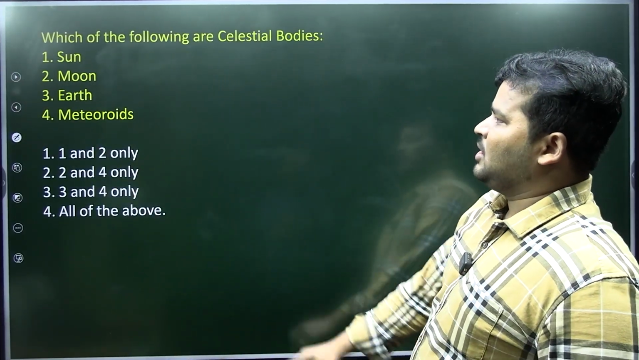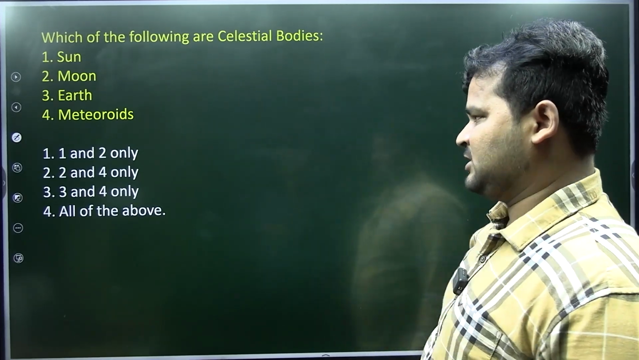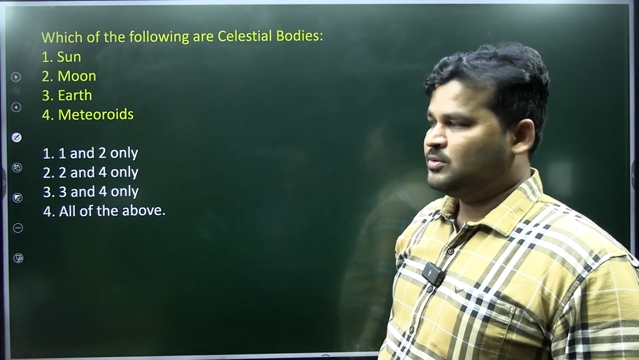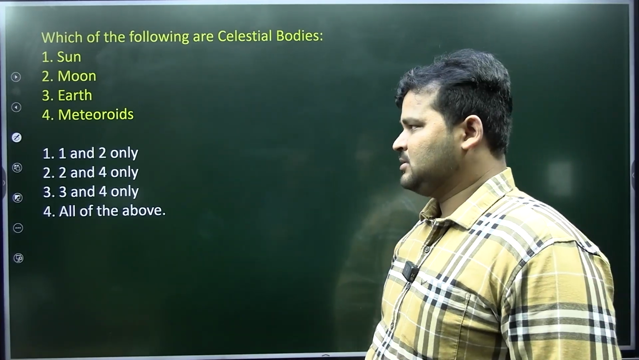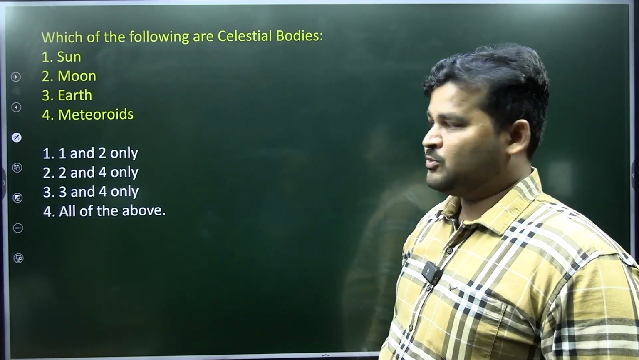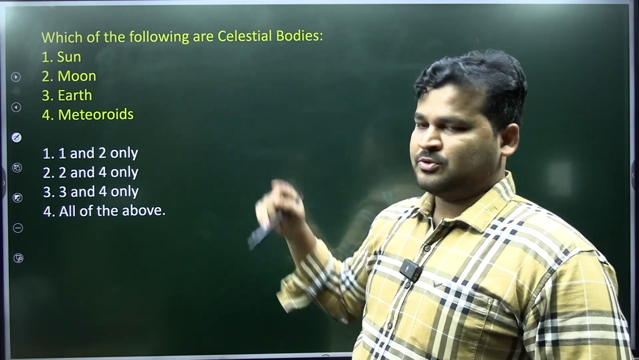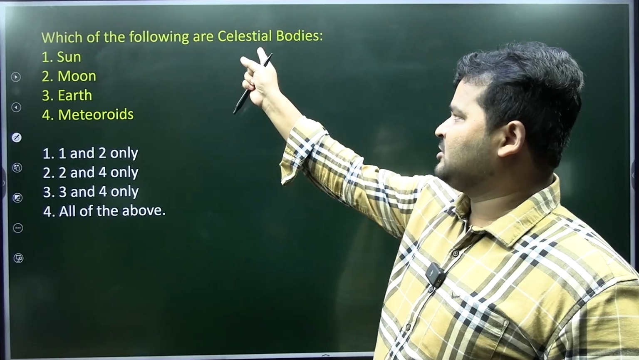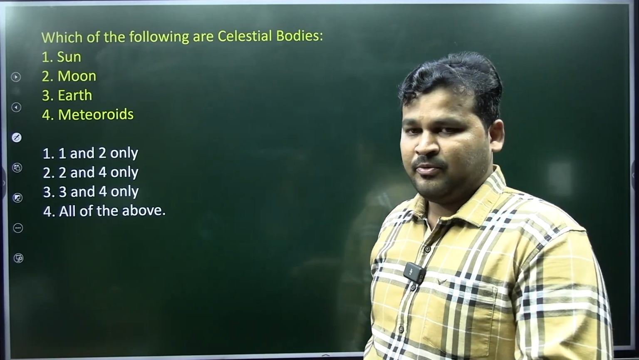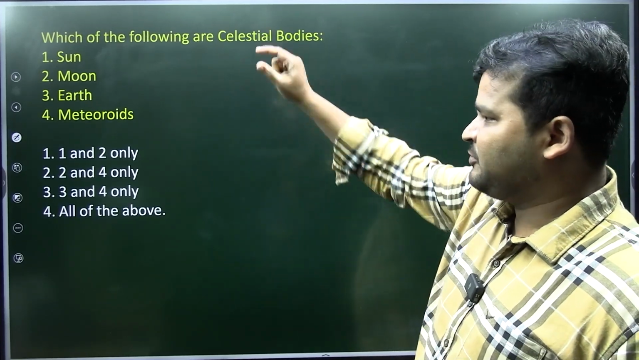Next question. Which of the following are celestial bodies? Coming to the options, 1 sun, 2 moon, 3 earth, 4 meteorites. Here the question is asking which among the following are celestial bodies. To answer this question, we have to know the definition of celestial bodies. We have discussed it in our main class with the videos and animations. So please recollect that information.